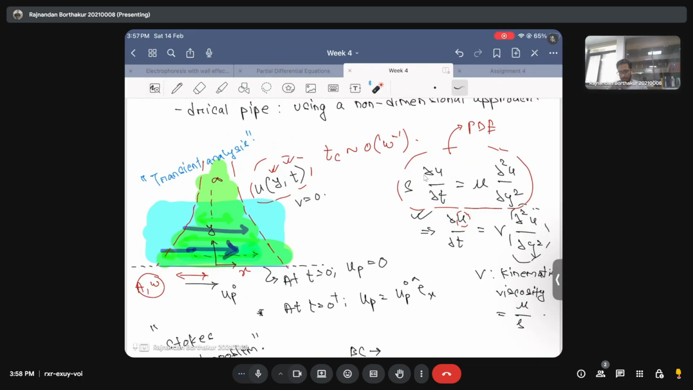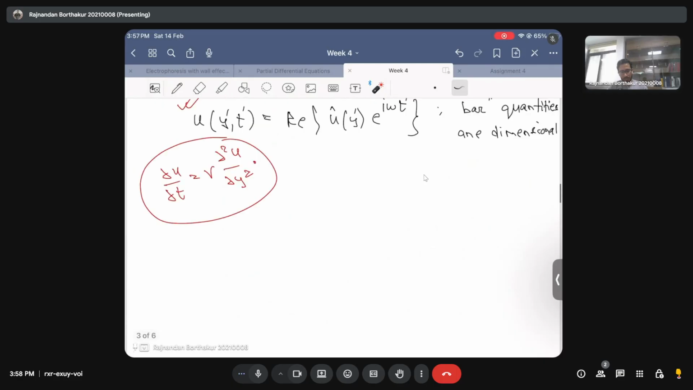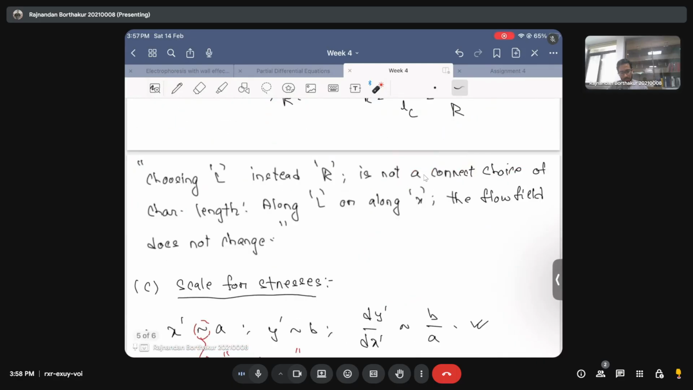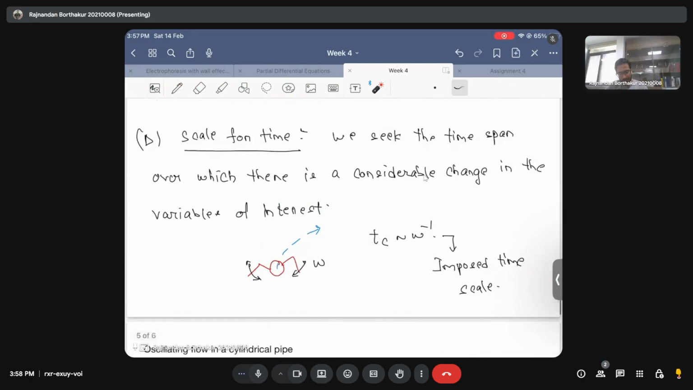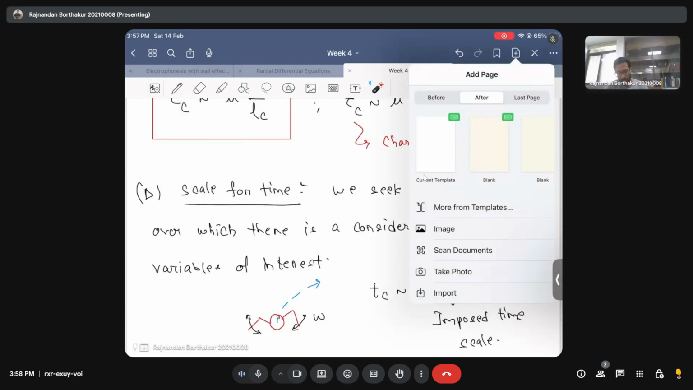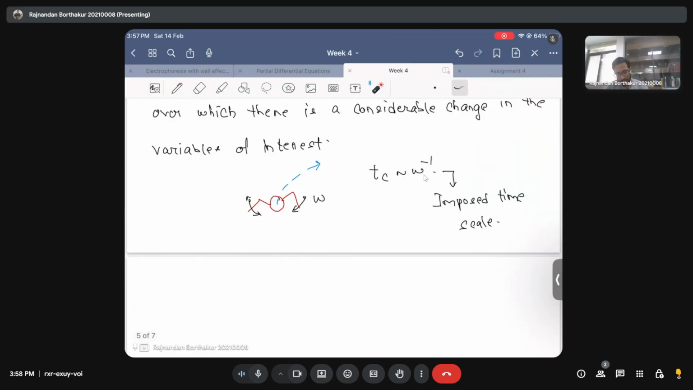Okay, so this imposed time scale is also sometimes known as the inherent time scale of the problem.